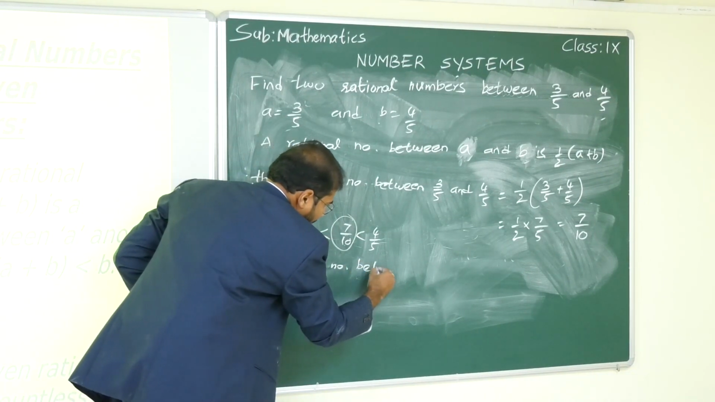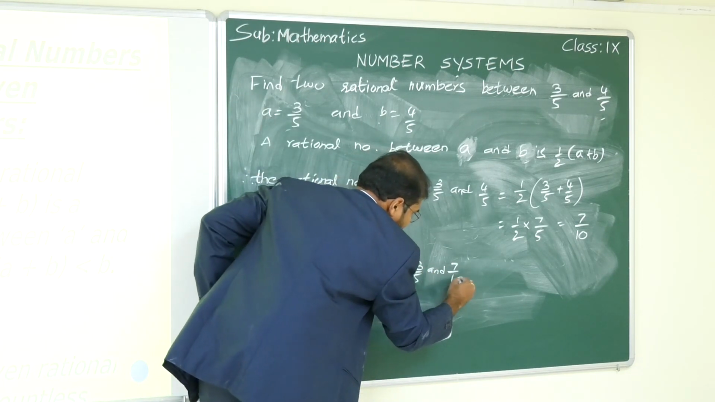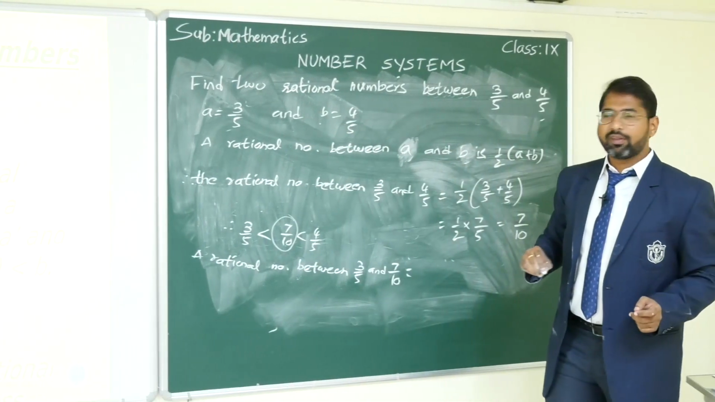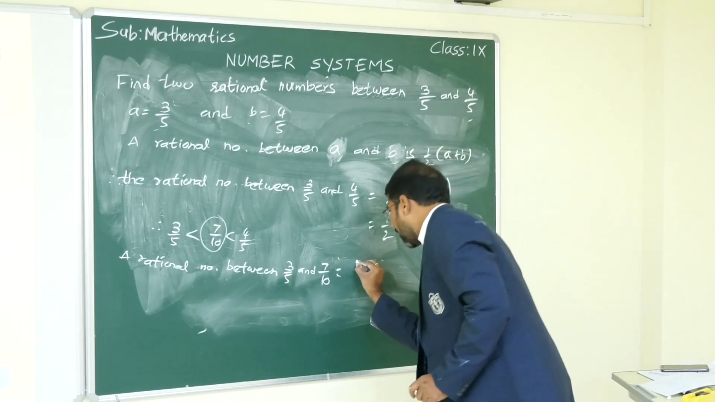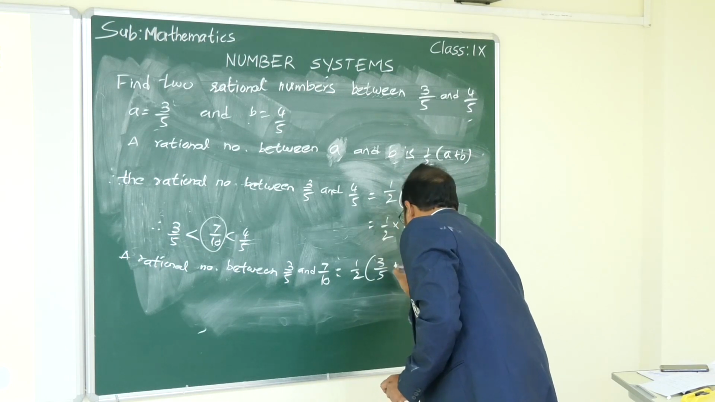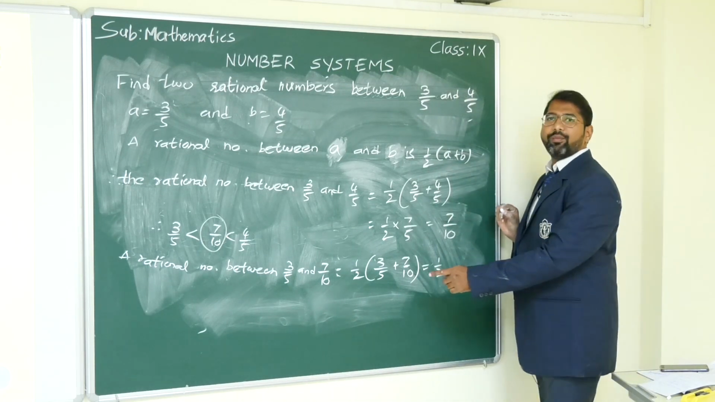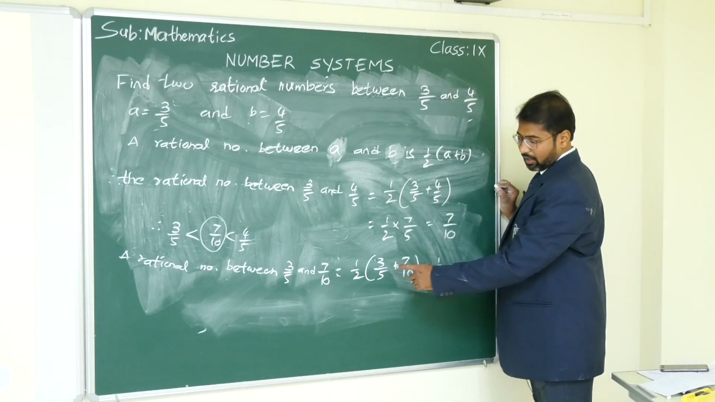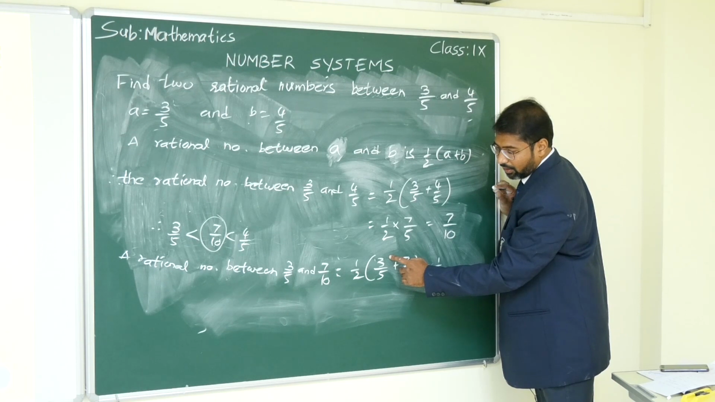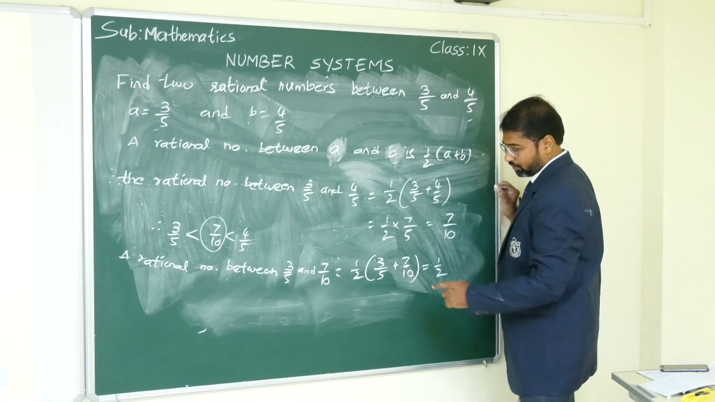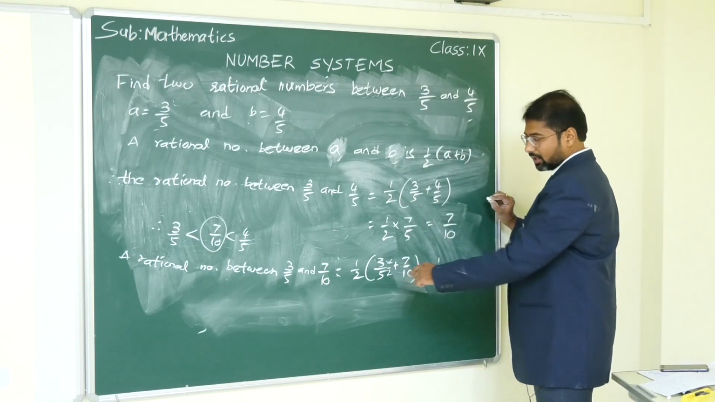Now a rational number between 3 by 5 and 7 by 10. According to the formula, A is 3 by 5 and B is 7 by 10. Therefore, half of 3 by 5 plus 7 by 10, which is equal to half of, here the denominators are 5 and 10. So I can make this 5 as 10 by multiplying and dividing by 2. Then it will give you 6 by 10.